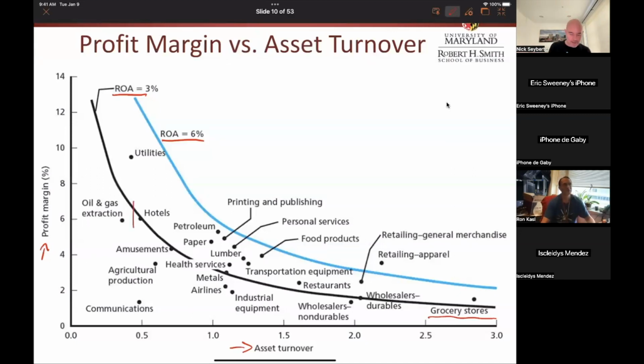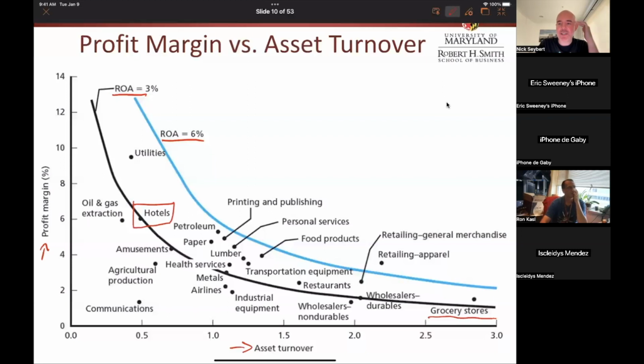Let's look over here at hotels. There are some other industries that are even more like this, like utilities, but I feel like we know a little bit more about hotels. We've all stayed in one, I would assume. Grocery stores and hotels are both very close to the black curve. These very different industries, on average, from whatever years this graph was taken from, were earning about the same overall return on assets. But hotels have super low asset turnover and about 3 times the profit margin.